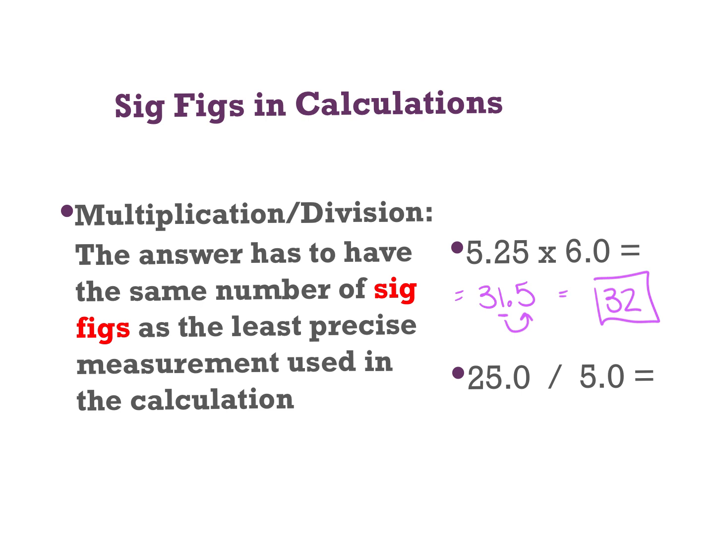Okay, and then last one, 25.0 divided by 5.0. Okay. When you type it in your calculator, it gives you 5. But now we're going to count sig figs. How many sig figs are in 25.0? What about 5.0? So how many have to be in your answer? 2. So how can we turn 5 into still 5 with 2 sig figs? Good. So you would need to write 5.0.